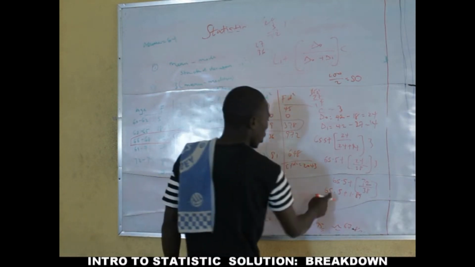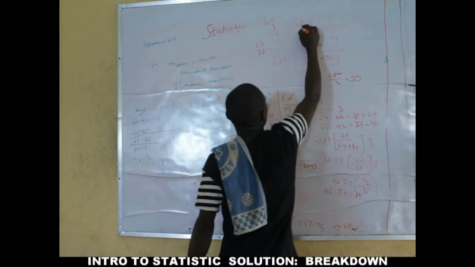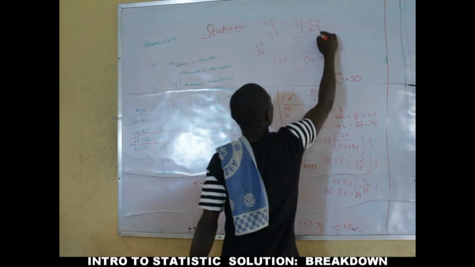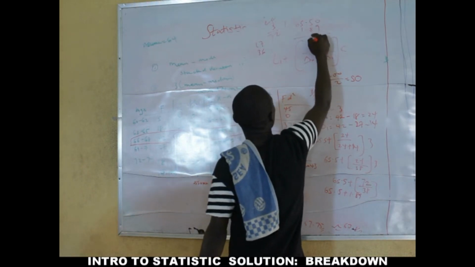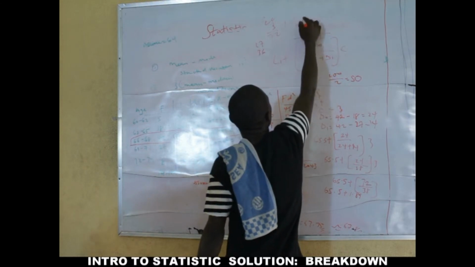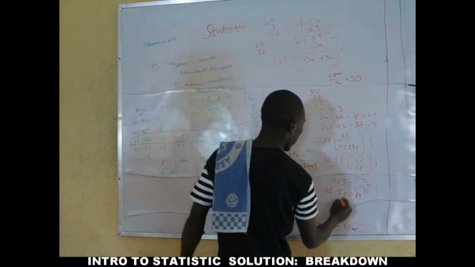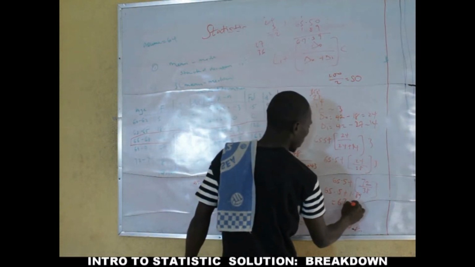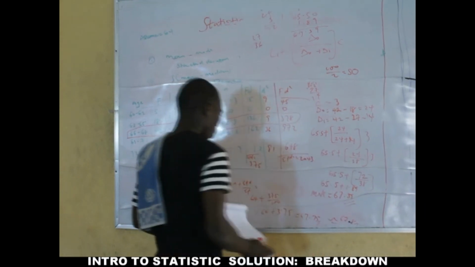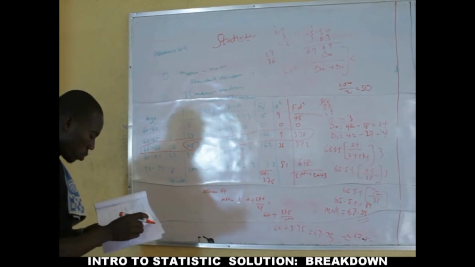65.5 plus 1.89, add it together. This will give you 67.39 as your mode. That is our mode.